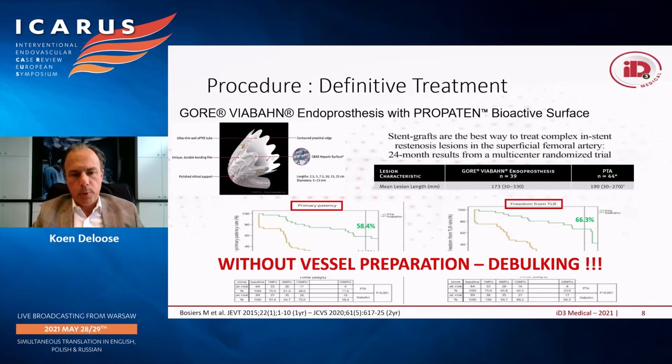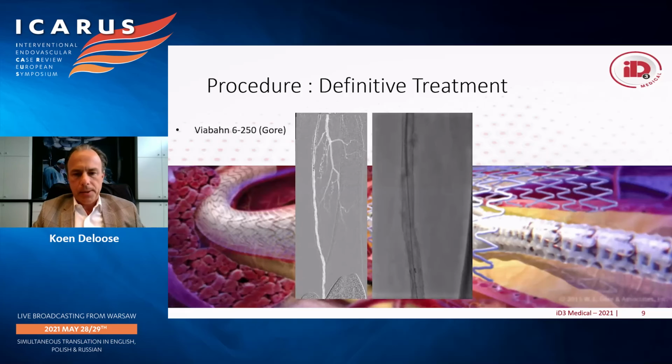And very important to say, this was published in 2015 in the GVT. At this moment, we didn't have a Rotarex or any other thrombectomy or debulking device available. So I'm sure that by adding this treatment or this vessel prep, we can reach even better results.